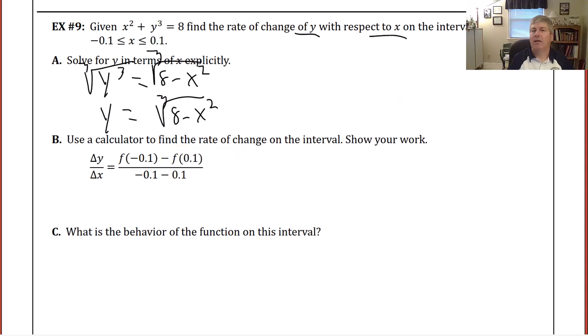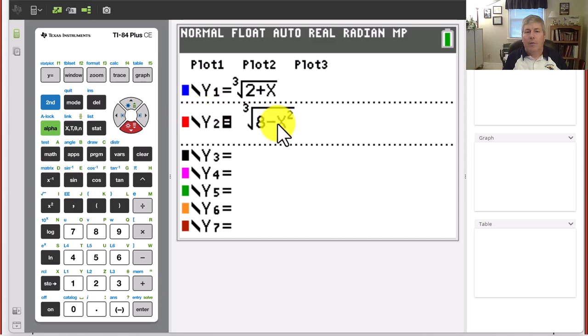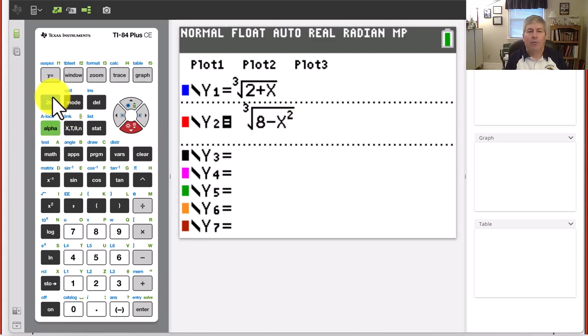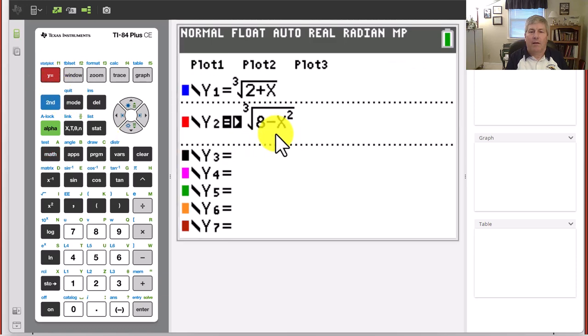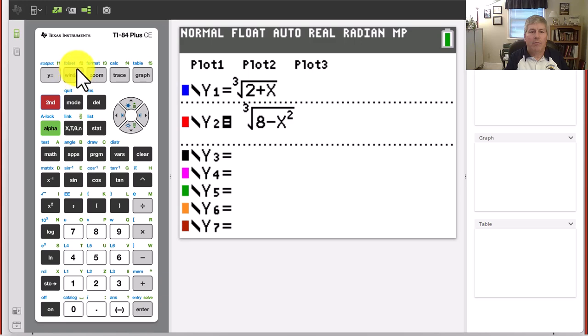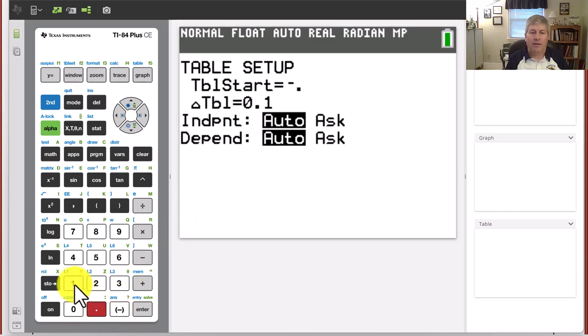So I put my function into my graphing calculator. I've got the cube root of 8 minus x squared. If you don't remember how to get the cube root, you can go into the math menu, and then in option 4, we get cube root there. And 8 minus x squared. And then we'll go into our table. We'll set our table. We're going to start at -0.1 actually in this guy. And then we're going to count by 0.1s. And we'll go to our table.